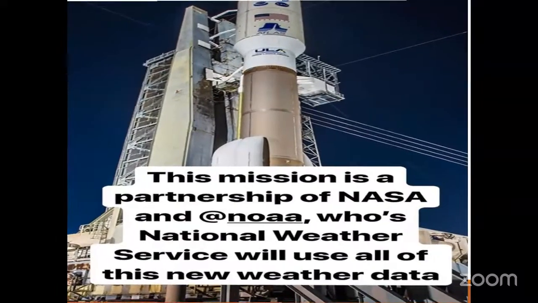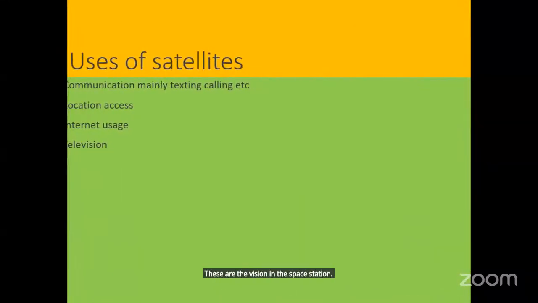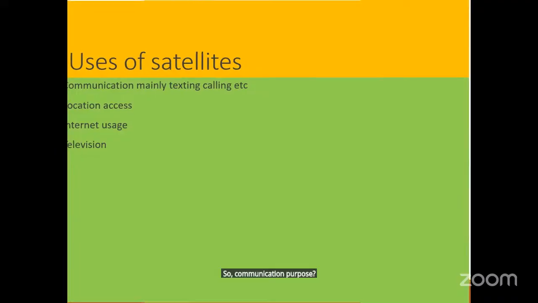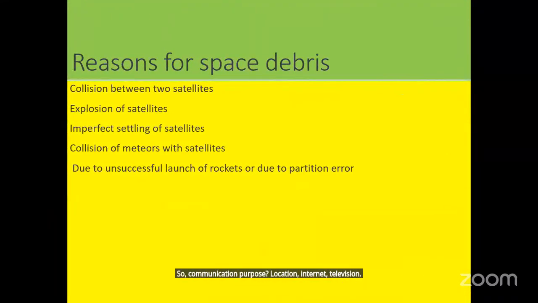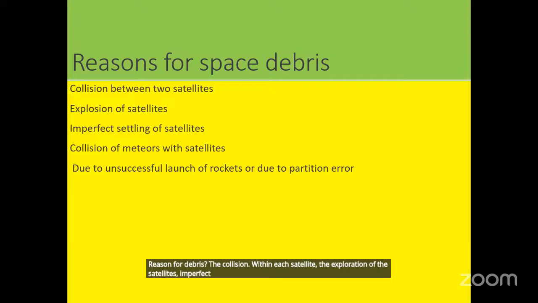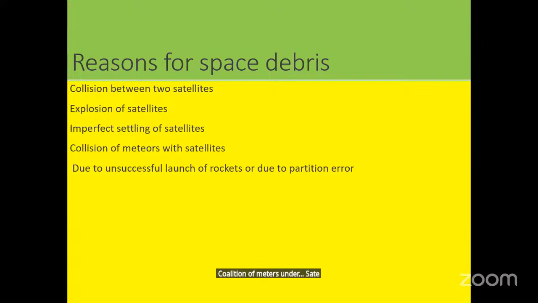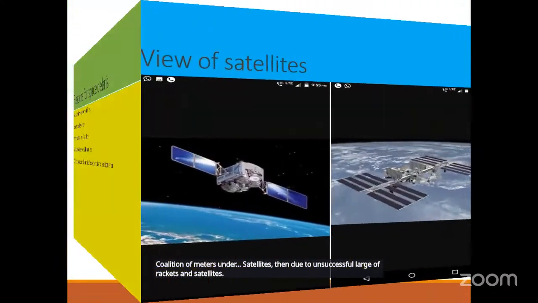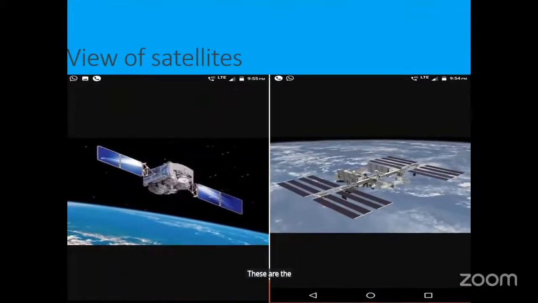These are the missions in the space station. What is the use of a satellite? I already told you many things: communication, location, internet, television. The reasons for debris are collisions between satellites, explosions of satellites, imperfect settling of satellites, collisions of meteoroids and satellites, and unsuccessful launches of rockets and satellites. These are the satellites and space stations.